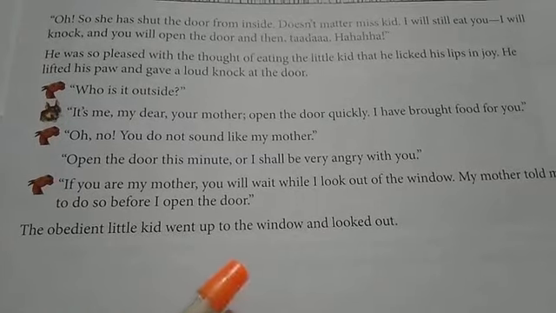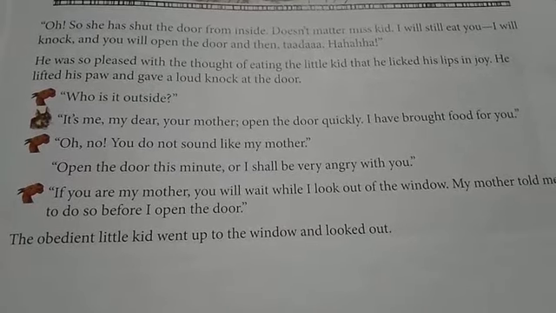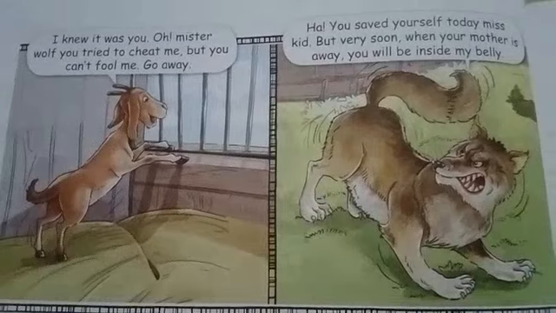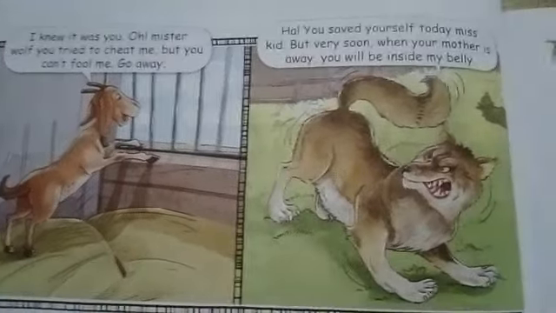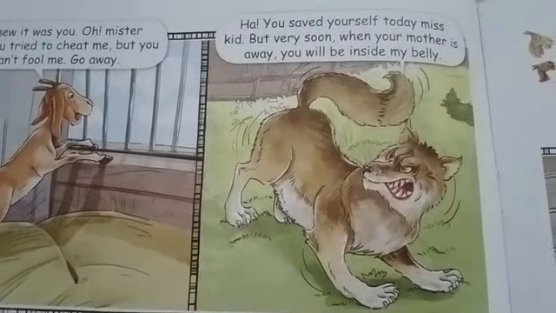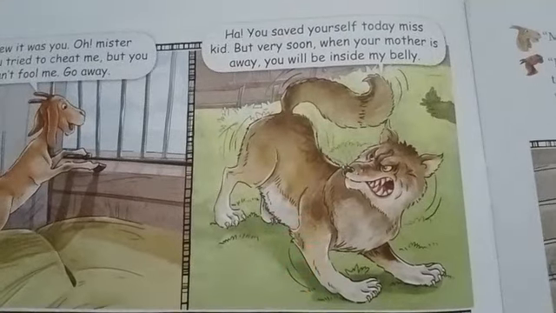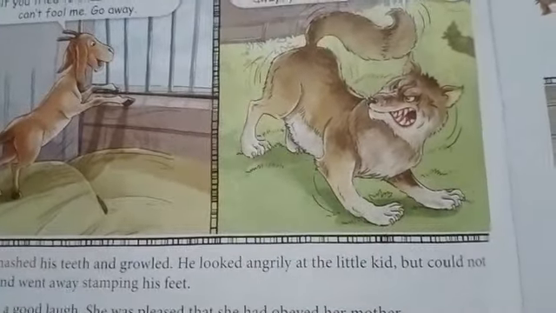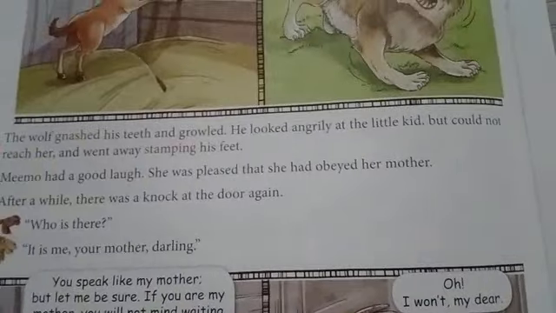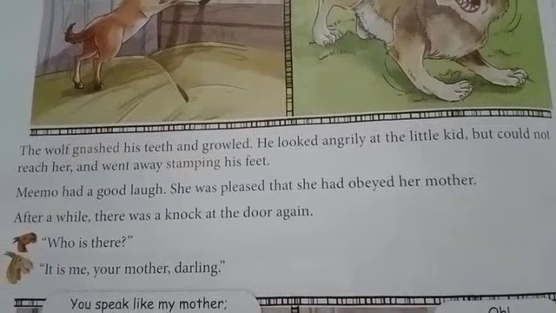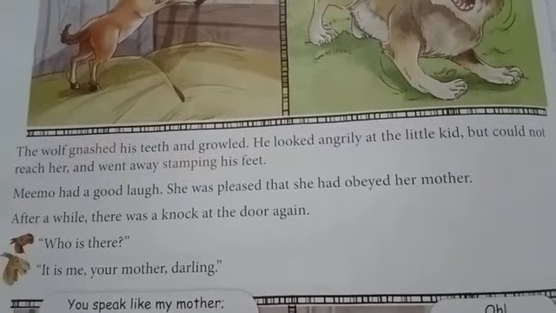The obedient little kid went up to the window and looked out. "I know it was you. Oh, Mr. Wolf, you tried to cheat me, but you can't fool me. Go away." Mimo told that to the wicked wolf. "Ha! You saved yourself today, Miss Kid, but very soon, when your mother is away, you will be inside my belly." The wolf gnashed his teeth. You can see here in this picture, the wolf gnashed his teeth and growled. He looked angrily at the little kid but could not reach her and went away, stamping his feet.